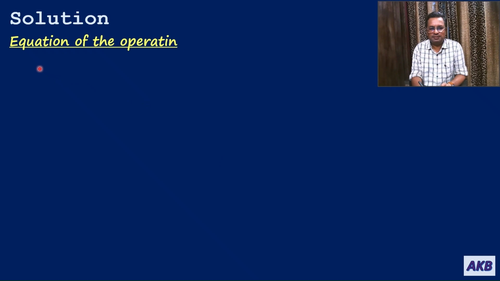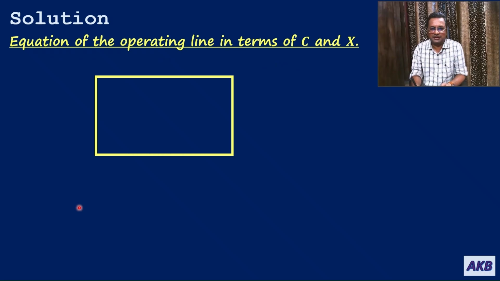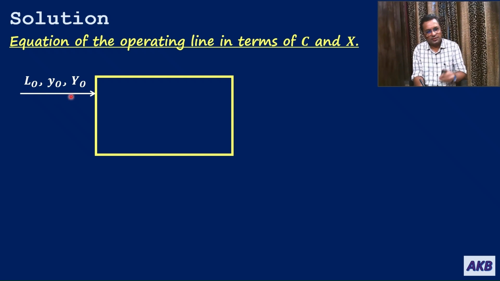So the first step is we are going to get the equation of the operating line in terms of capital C and capital X. So for that, let me show you the operation. Over here, I have represented the entire multi-stage counter current adsorption operation by this rectangle. So what is the input? Input is the kerosene that is containing water in it. So the feed is identified by these parameters. Again, in order to know about these notations, please refer to my earlier videos.